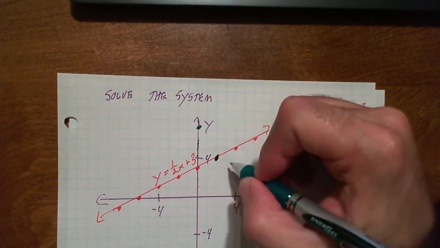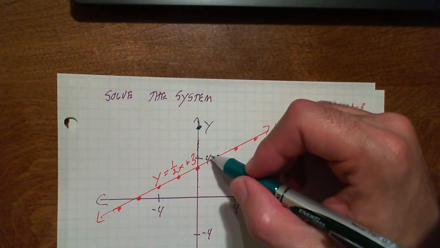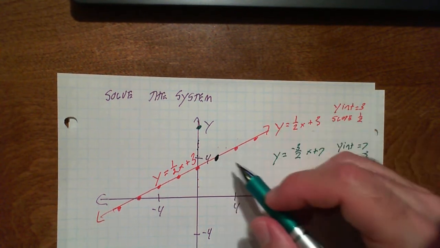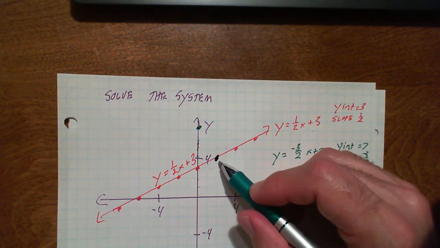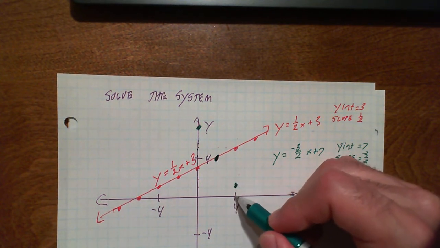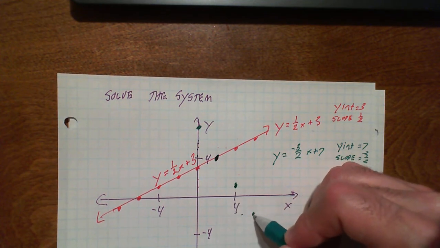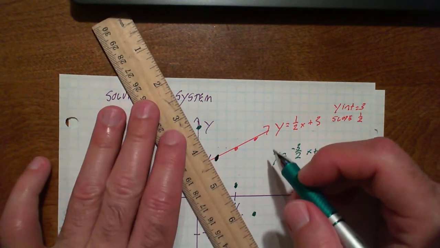Look at that point, right? See how they both hit that point? Down 1, 2, 3 over 1, 2. See it? They both share that point. That point right there is my system. Where they intersect, how they share that point, that is my system of equations. But we'll draw our line anyway.